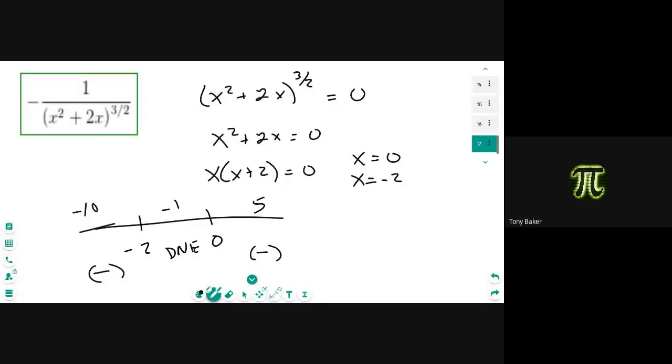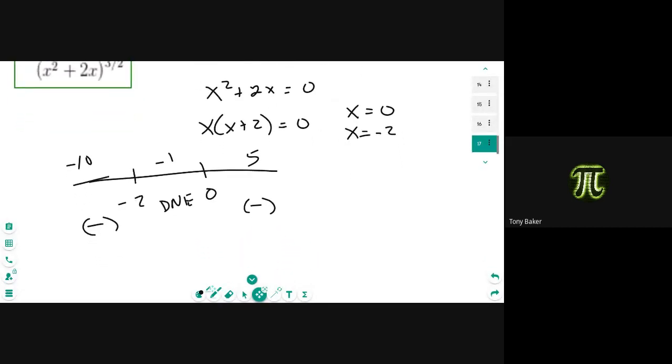So that means it is concave down from negative infinity to -2 for mine, -5 for yours, and 0 to infinity. And it's never concave up because it's never positive.